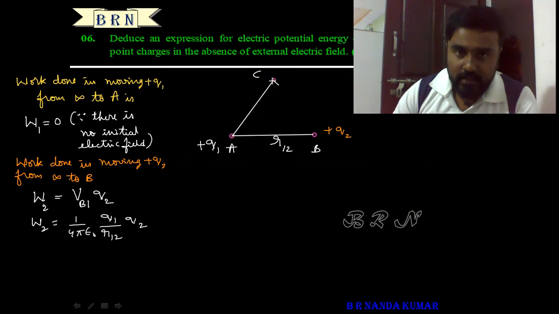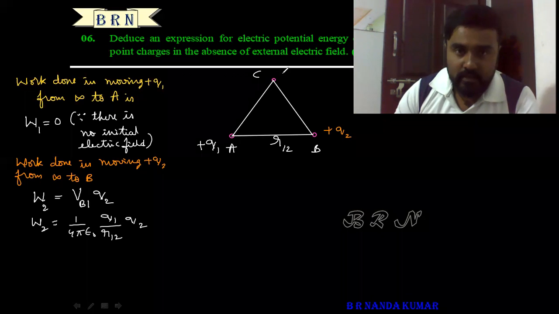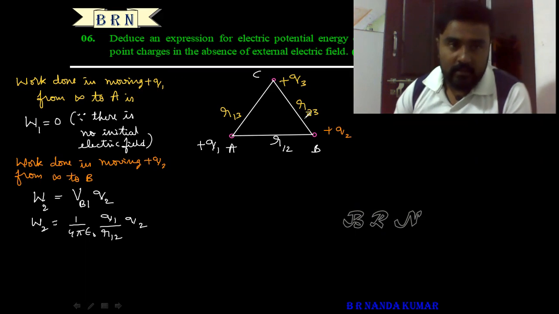Now work done in moving the third point charge, that is plus Q3, from infinity to point C. Calculate: the distance from Q1 to Q3 is r13, and the distance from Q2 to Q3 is r23. Okay.